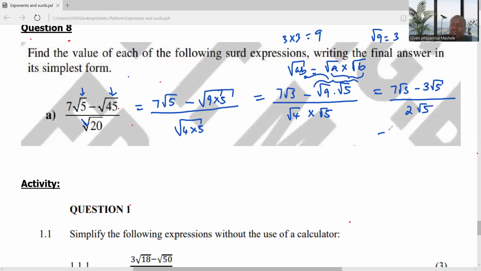And we're going to group like terms. 7 root 5 subtract 3. So it means from root 5, there are 7, we subtract 3. So we're going to remain with 4. This will be 4 root 5.